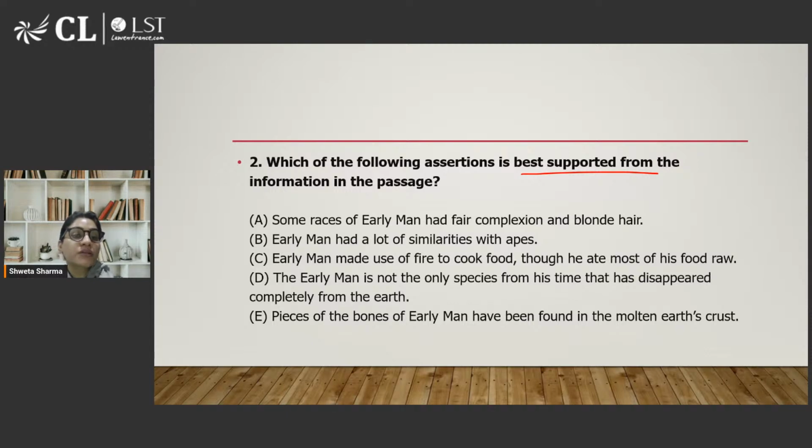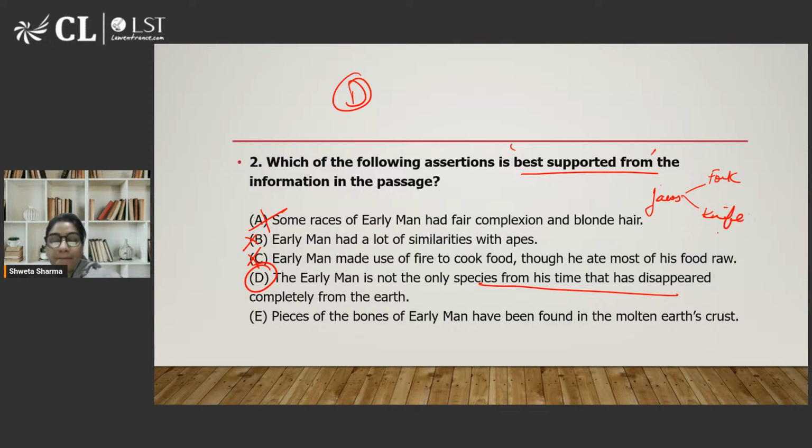I hope you'll be able to eliminate the options, like why not E, why not C, or the other options? Why are we eliminating these options? Right? D is the right answer because we need a supportive answer. And the passage says that there were animals who were using their jaws as both fork and knife. Okay, so I'll give you another question before we move ahead. Let me get one more question for you. Let's have a look at this question, guys.